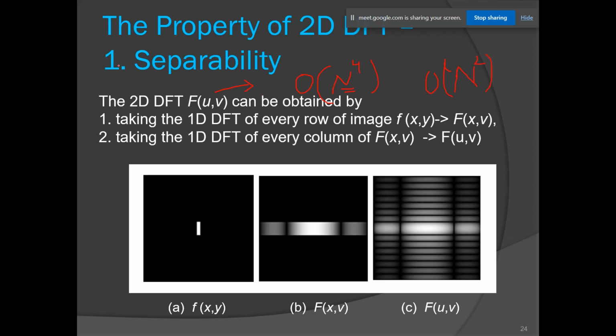Now by this property, we are taking 1D DFT of every row followed by 1D DFT of every column. So total complexity will be what? Order of n squared plus order of n squared, that is order of 2n squared. So that means order of n squared only, right? By using this property we are able to reduce the complexity, so the calculation becomes simpler. Our 2D DFT satisfies this property, and we make use of it to make the calculation much simpler. So this is the separability property.